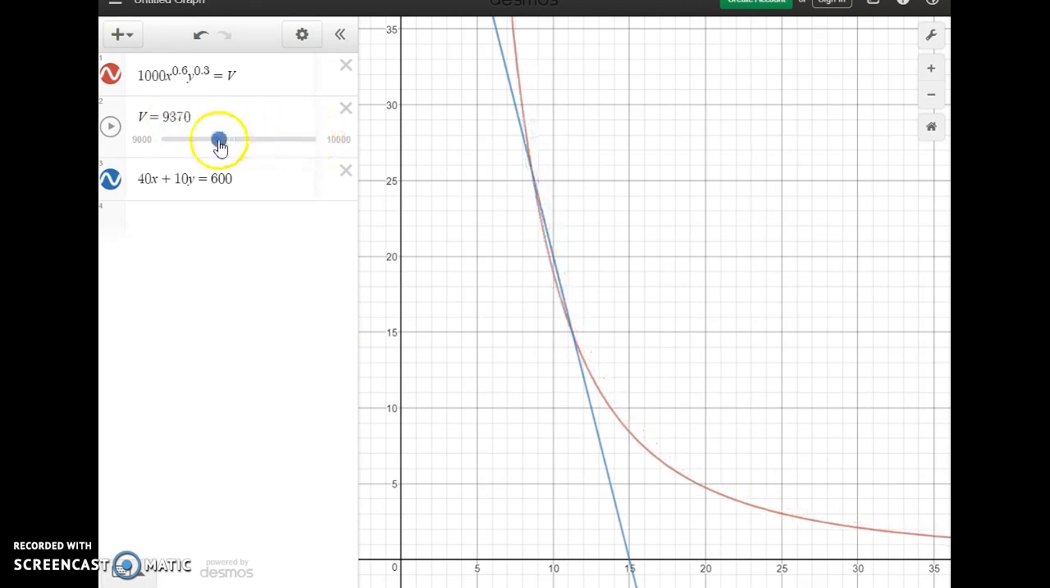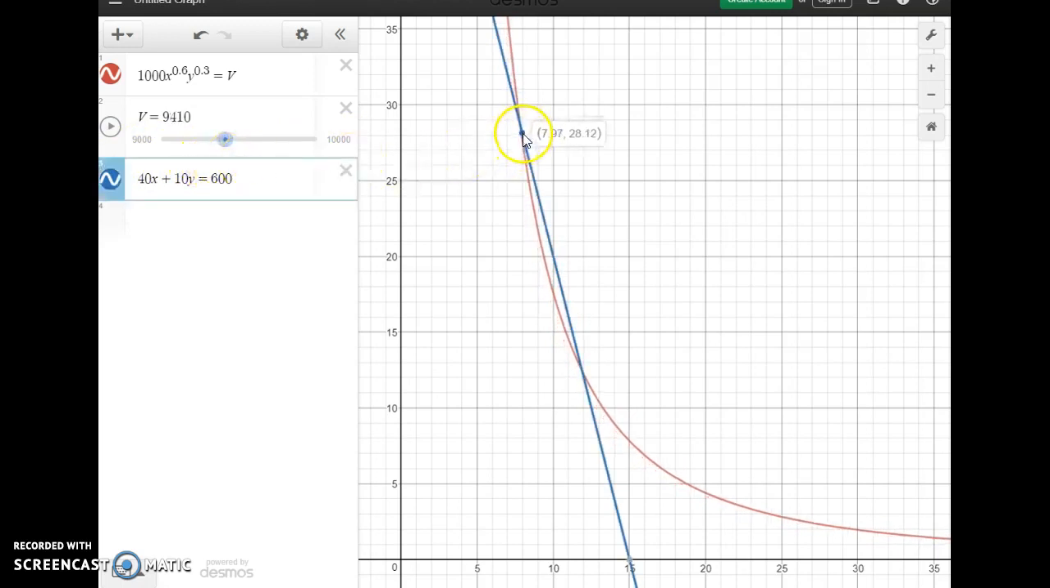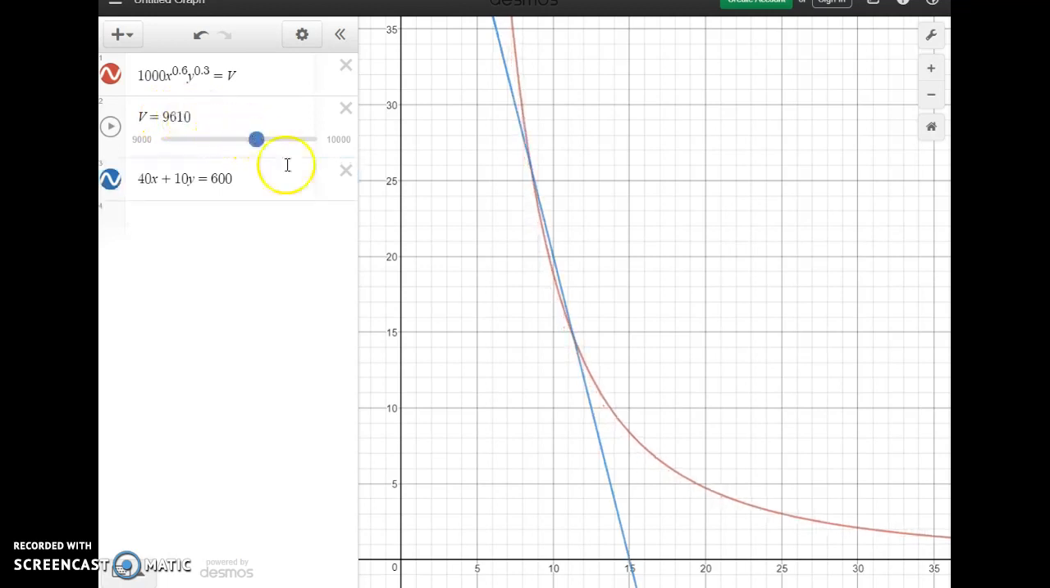So the question then becomes, I can keep moving this thing, right? And the higher I get v, the better. So as long as I still have intersection points, satisfying both my budget and my number of visits equation, then I can satisfy these. So I can now have roughly 12 doctors and 12 nurses and get 9,410 visits. I increase it a little bit more. I still have possibilities here, about 11 doctors, 16 nurses will get me about 9,610 patients, or I could even do 8 doctors and about 25 nurses roughly.